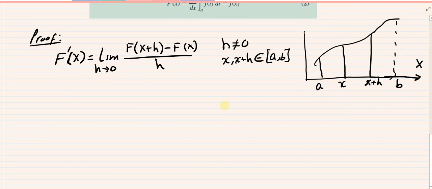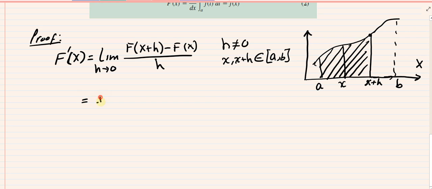Now I can actually write f at x plus h here, right? I'm going to write f at x plus h in terms of the, again, assuming the function is positive, but it doesn't have to be, but for the geometry of this to be a little easier. If I take a look at F at x plus h, we're looking at the integral from a to x plus h, so that would be this shaded region right there. That's what capital F at x plus h is.